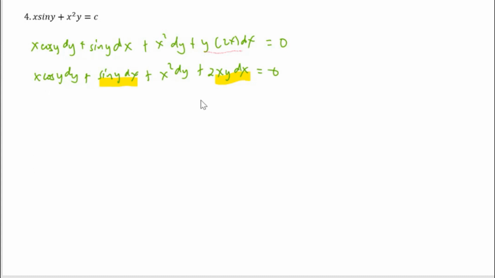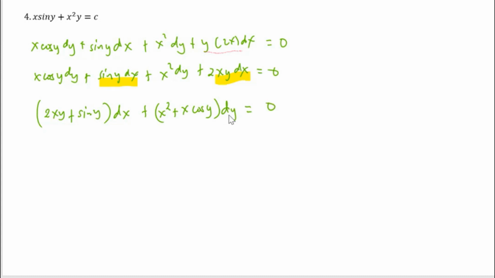So in that case, class, I have now 2xy. I start with the algebraic coefficients of dx, followed by the trigonometric coefficient of dx. So we have 2xy plus sine y of dx plus, in terms of dy, we have x squared plus x cosine y, with a common factor of dy, is equal to 0.